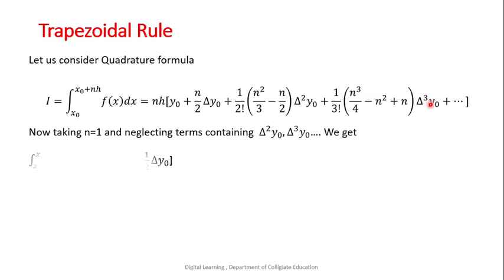We get integral from x0 to x0 plus h of f of x dx is equal to, as n is 1, h times y0 plus 1 by 2 delta y0. Here delta y0 is y1 minus y0. Substitute this value here and simplify. We get h by 2 times y0 plus y1.